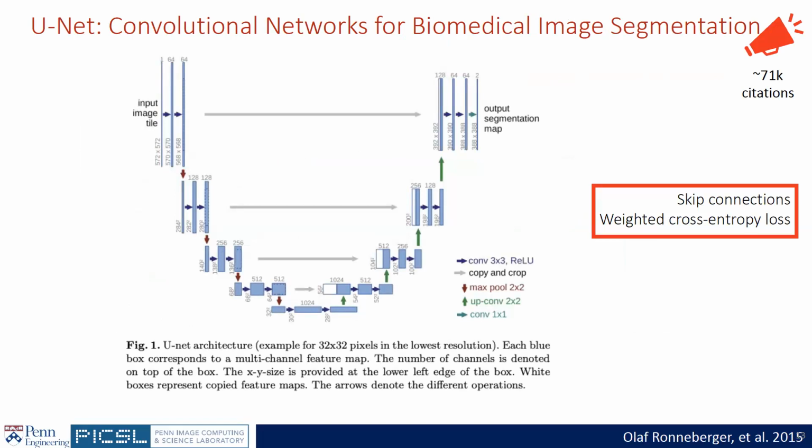So UNet, as you know, is the main backbone architecture for every segmentation task these days. It has been cited over 70,000 times. Basically, they have this architecture with skip connections.